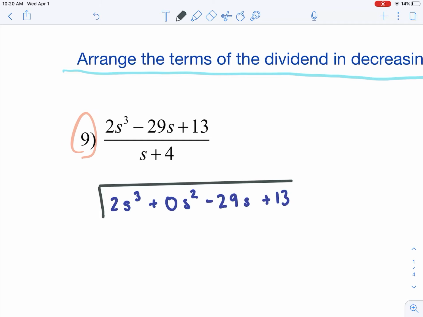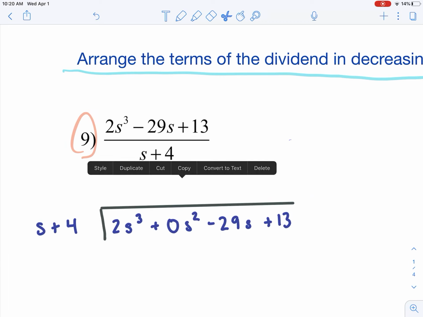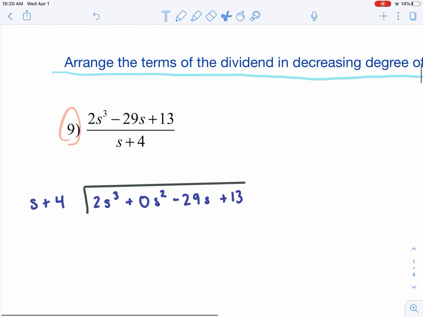I'm going to try really hard to be as neat as possible with this one, because this just gets a little complicated. I find this to be one of the more frustrating things to do. Okay, here we go. I need to divide here, so what do I need to multiply s by to get 2s cubed? If I multiply it by 2s squared, I would get 2s cubed.